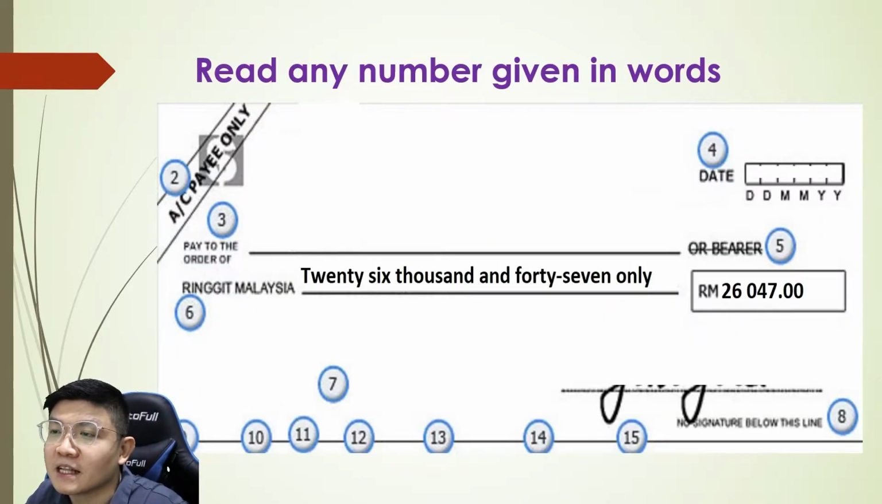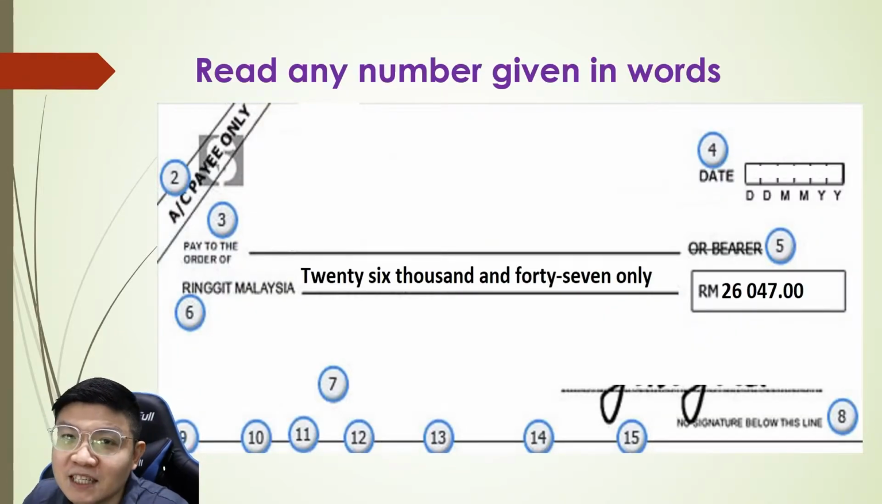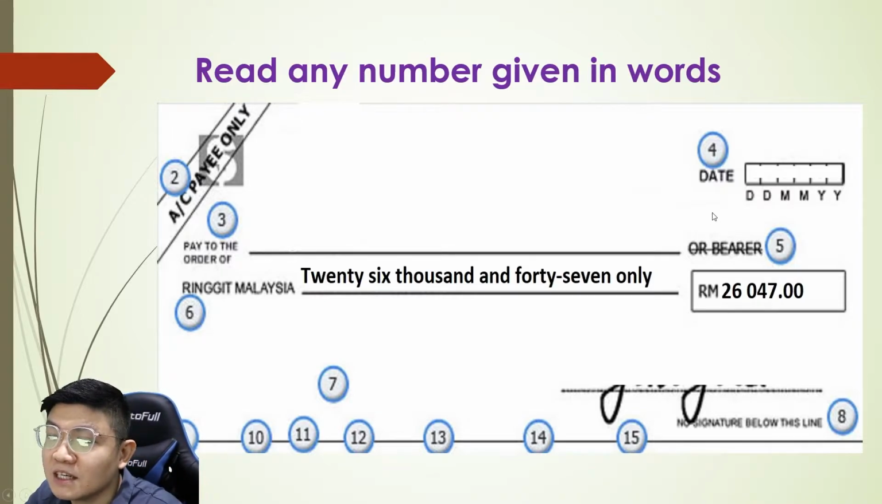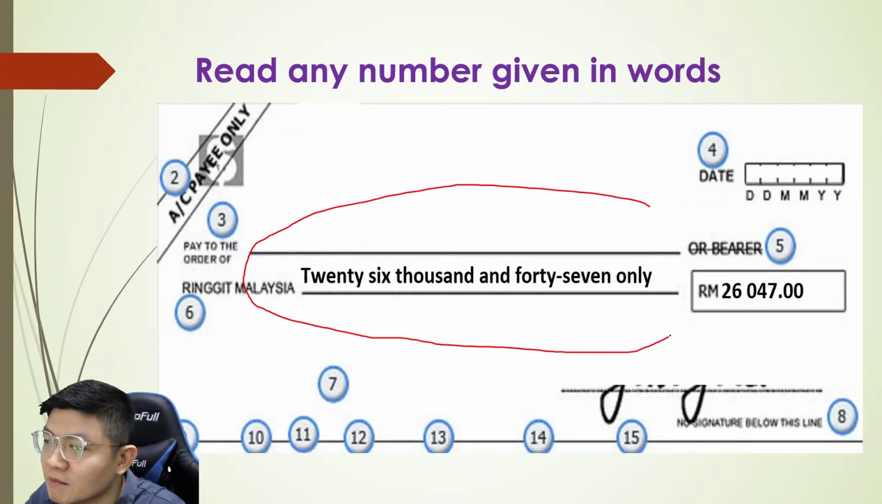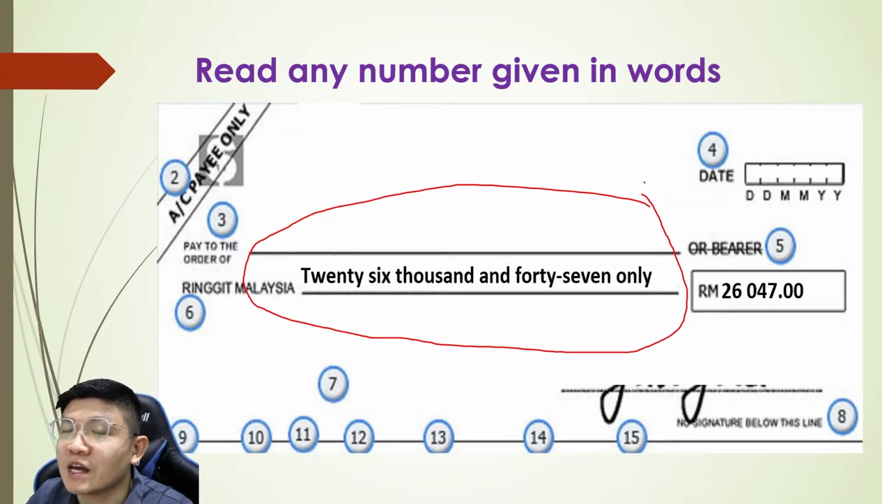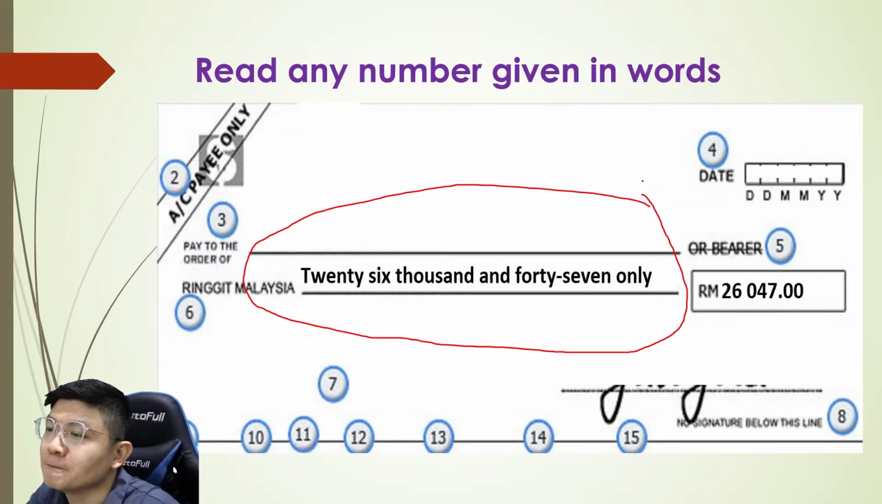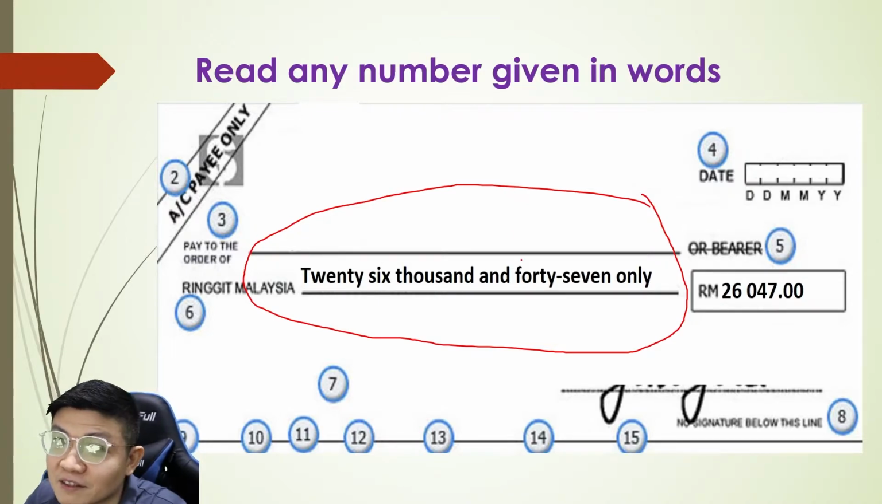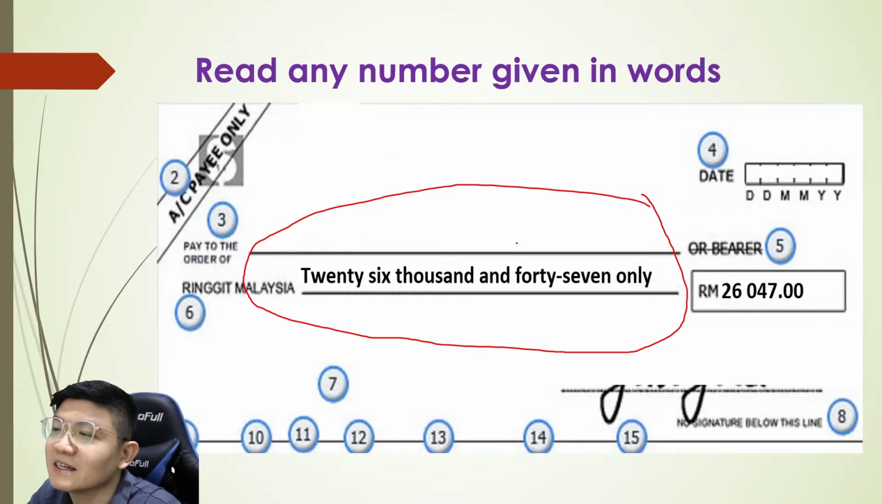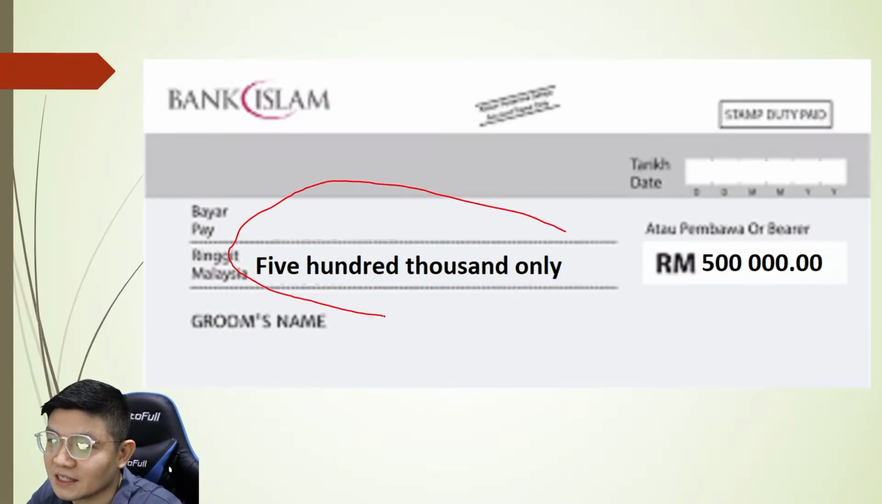Next. Now, read any number given in words. Do you see the numbers given in the picture? Now, I try to circle the numbers here. Can you read it? Some of you might be able to read properly. Let's see. 26,047. Do you read correctly? All right. Good.